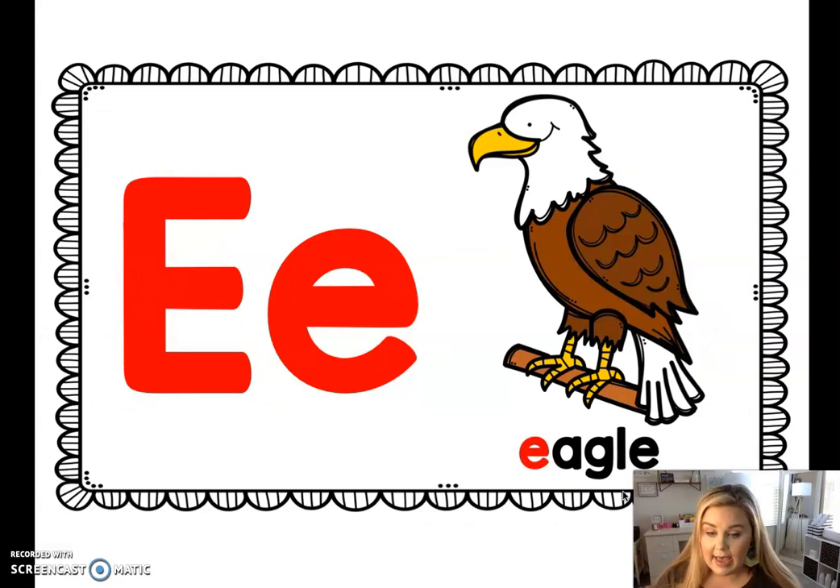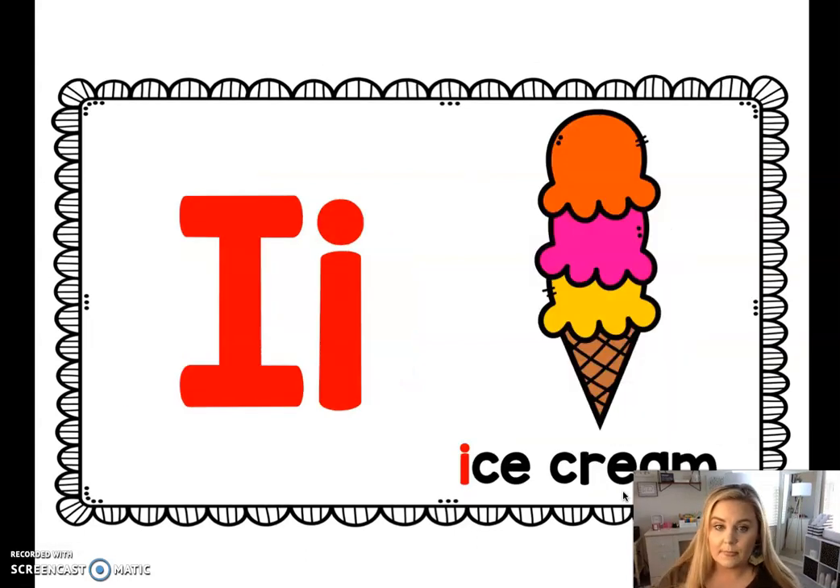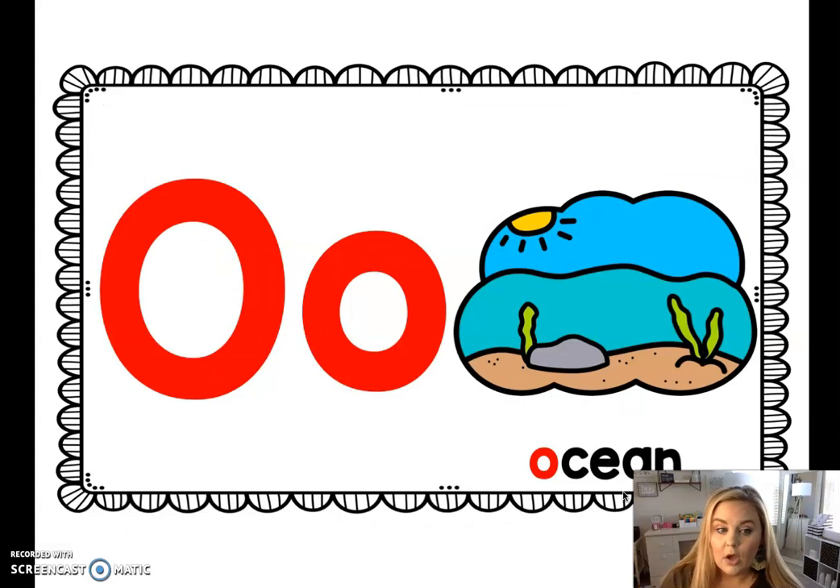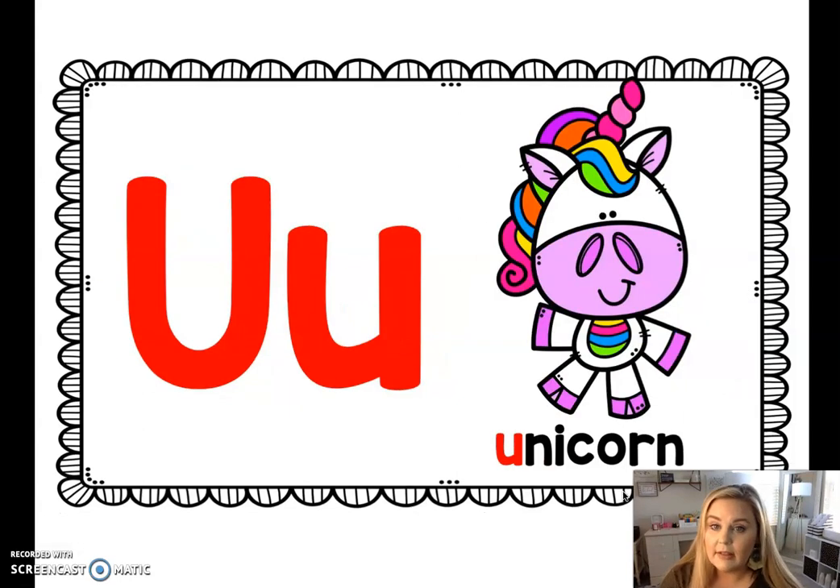E can say eh, and it can also say E, as in eagle. I can say ih, and it can also say I, as in ice cream. O can say ah, and it can also say its name, O, as in ocean. And the last one, U can say uh, and it can also say its name, U, as in unicorn. That's exciting. So remember, anytime we have a vowel, it can always say 2 things. It can say its sound, ah, and it can say its name, A.